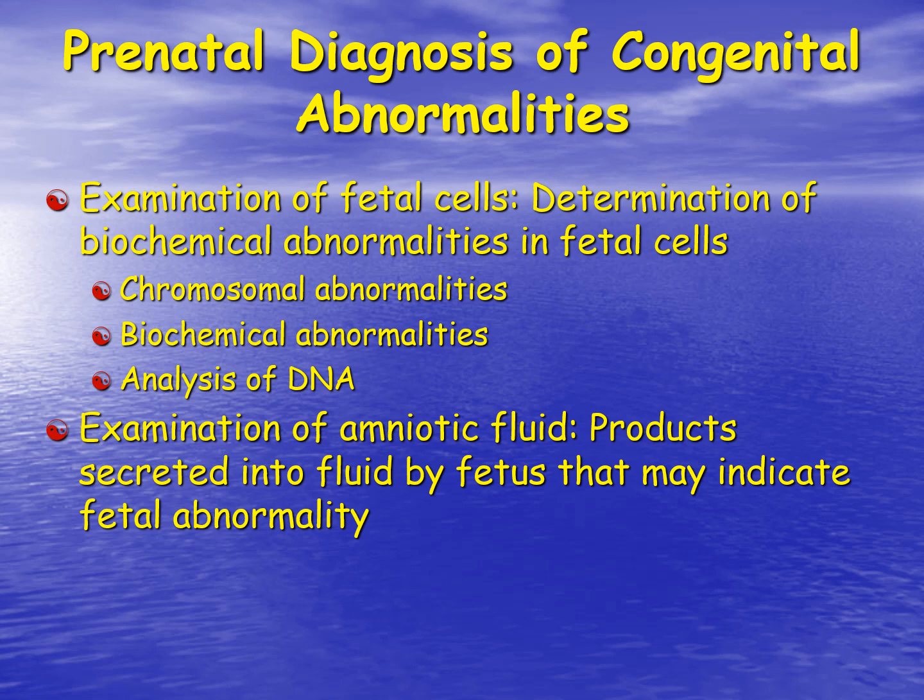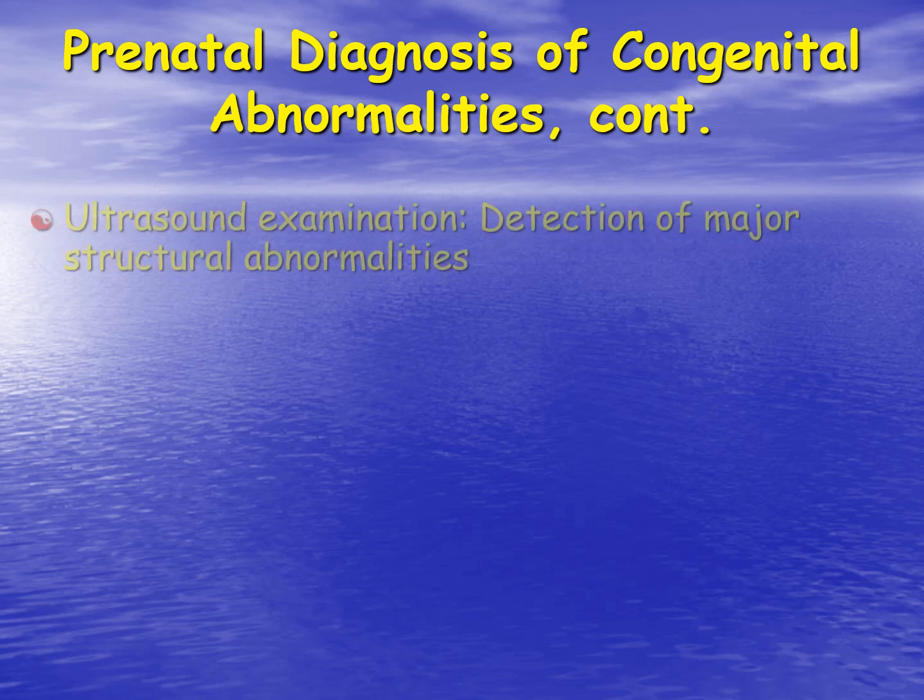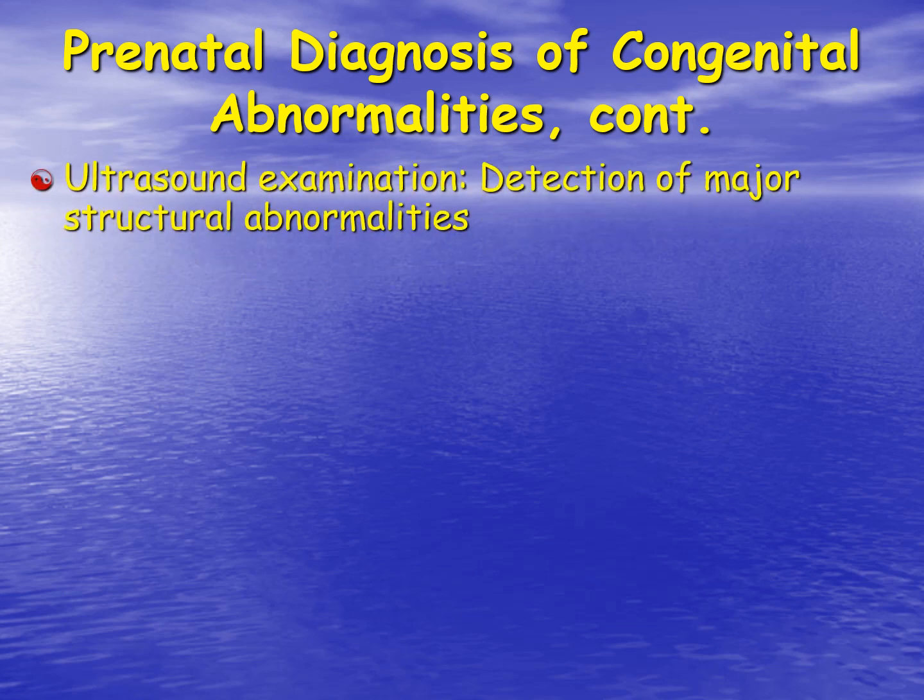And so how do we get these fetal cells? Well, oftentimes we're going to pick them up either from the amniotic fluid, and again we can also do biochemical testing on amniotic fluid, or we're going to use something called chorionic villi sampling.